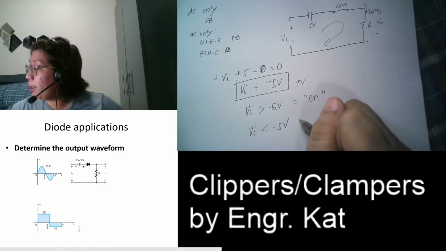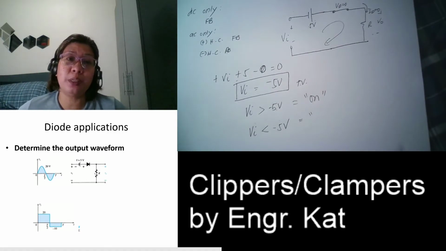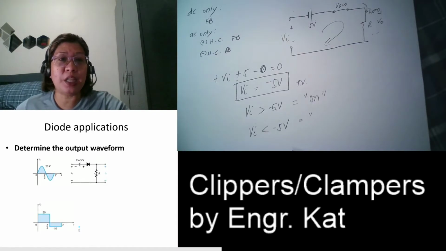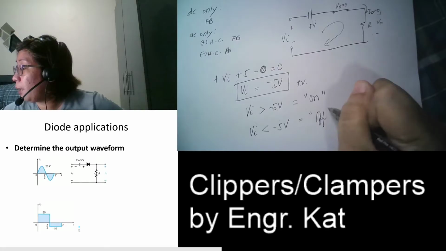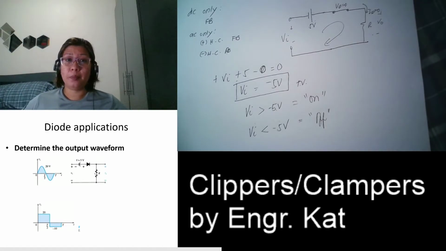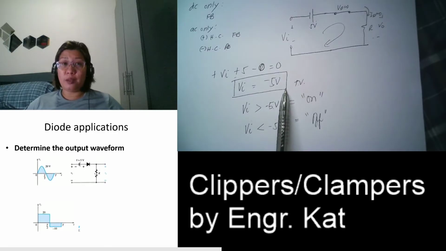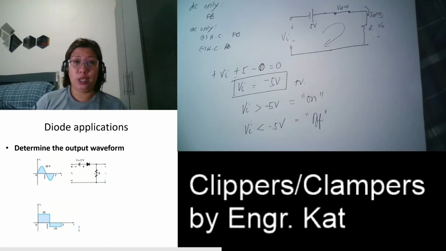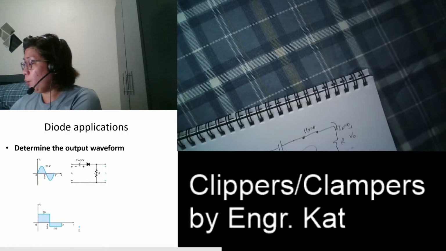And when your input is less than negative 5, what are those inputs? You have negative 6, negative 7, up to negative 20, and so on. So your diode is in the off state. And what happens when your VI is exactly equal to negative 5? That means you are at the transition voltage. So, when your diode is in the on state, what do we do?